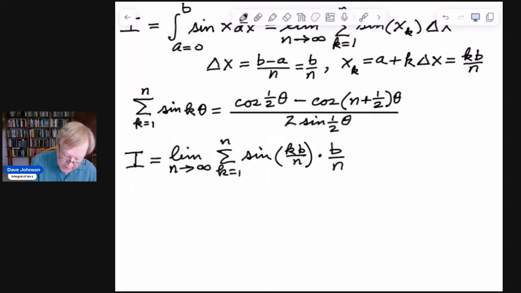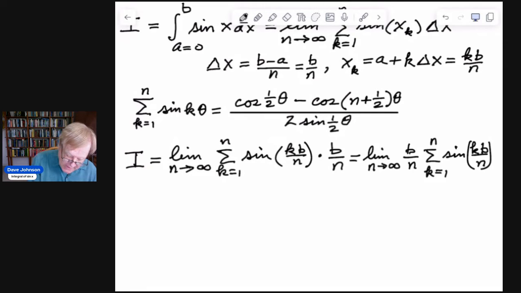So let's go ahead and I'm going to write this as the limit as n goes to infinity, and I'm going to bring the b over n out. So b divided by n times the summation, k goes from 1 to n of sine of kb over n.